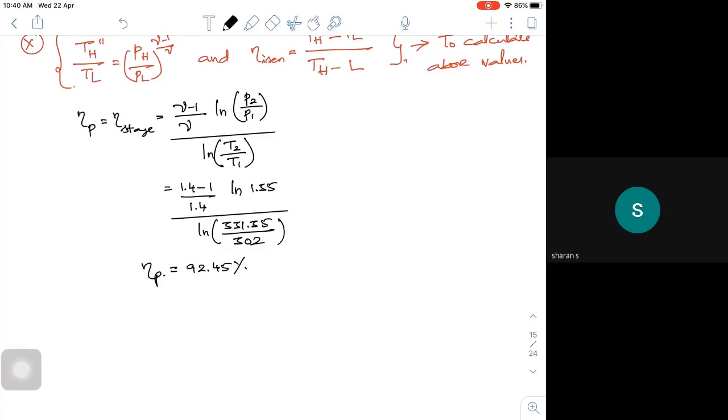Now we have calculated all these temperatures: T1, T2, T3, T4, T5, T6, T7. This will help in finding the actual work done for the compressor. Multiplying by the mass flow rate will give the power.